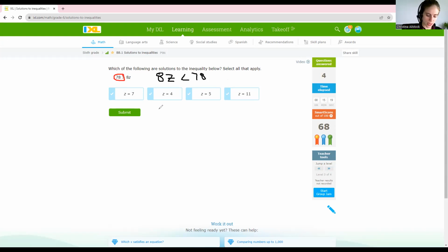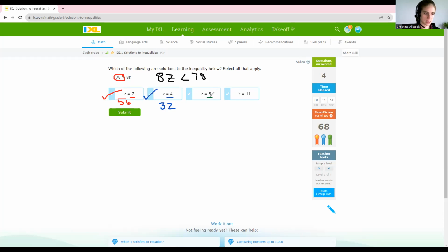So now if I go through and substitute all of these values in for z, let's do the 7 first. That means we'd have 8 times 7, which is 56. Is 56 less than 78? Yes, it is. That one works. All right, now we have z equals 4. So we'd have 8 times 4, which is 32. Is 32 less than 78? Yes, it is. That one works too.